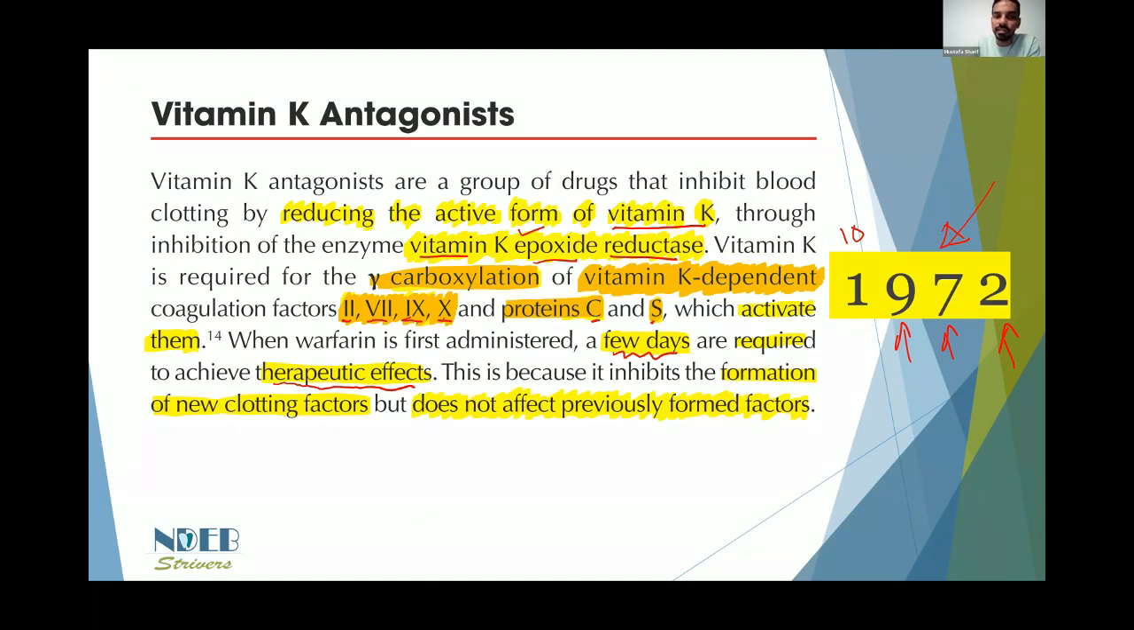So we already have those factors in the blood. It does not actually affect the already formed factors. It needs time because it does affect new clotting factors that are going to be formed, but it does not actually affect previously formed factors.